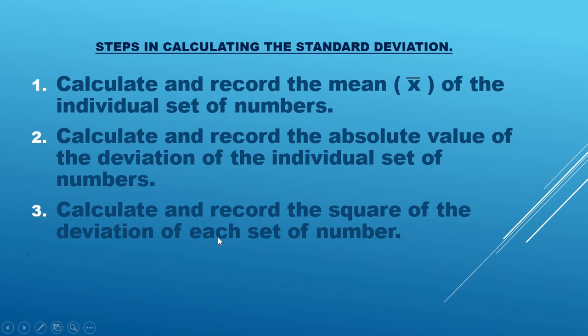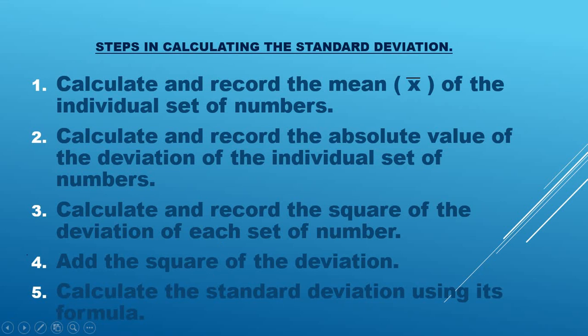Now, a closer look at the formula of the standard deviation indicates that we need to find the summation of the square of the deviation. Hence, you have to add the square of the deviation. That is, you are finding the summation of the square of the deviation. Finally, using the formula for the standard deviation, calculate the standard deviation. Now, with all this being said, the only thing left is that we need a table to sum all of this up.